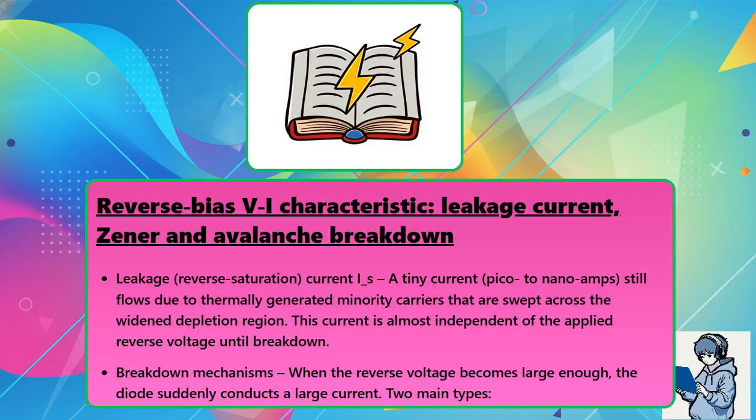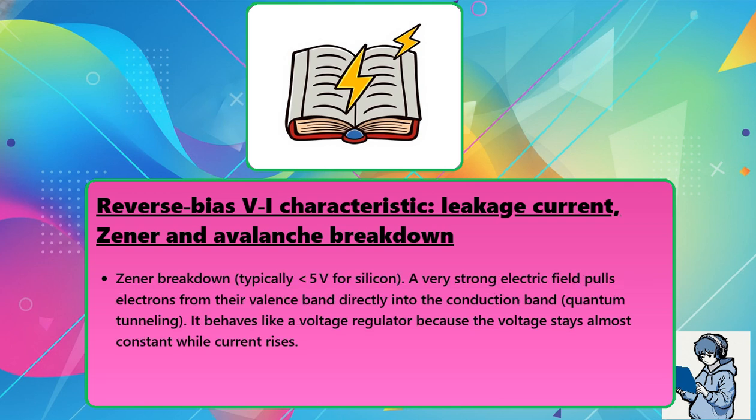Breakdown mechanisms: when the reverse voltage becomes large enough, the diode suddenly conducts a large current. There are 2 main types. Zener breakdown, typically less than 5 volts for silicon. A very strong electric field pulls electrons from their valence band directly into the conduction band, quantum tunneling. It behaves like a voltage regulator because the voltage stays almost constant while current rises.